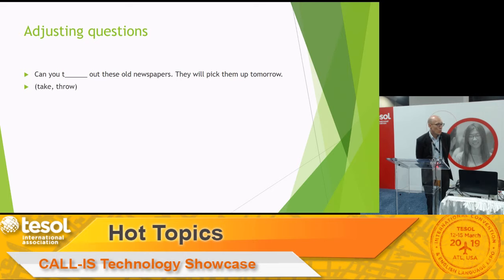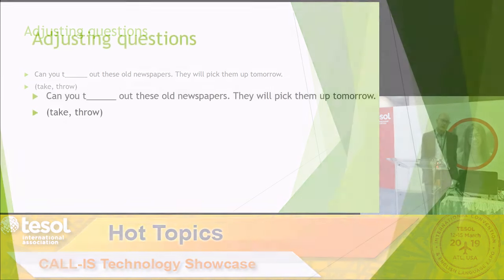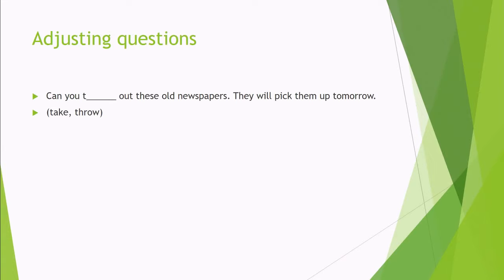So for example, one of the comments he made was about this prompt I made. Can you out the old newspapers? They will pick them up tomorrow. I was trying to make take out. That was the target idiom from the list. But my research partner said, oh, you could also use throw out in that context. So basically, I just added an A, and that addressed that issue.